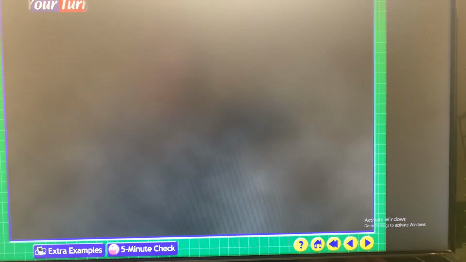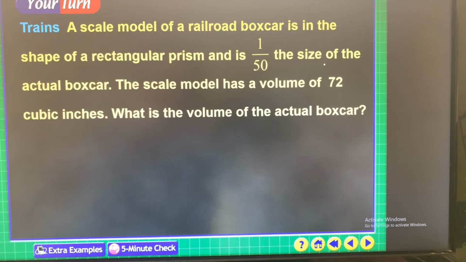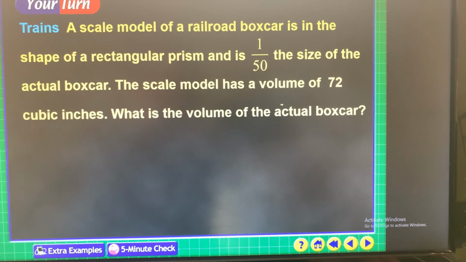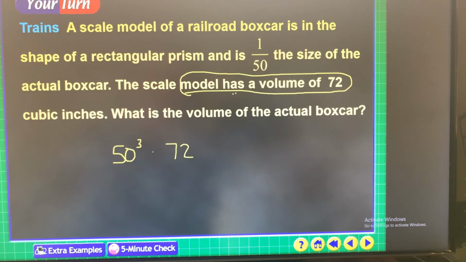Yep, they showed you the challenging way. This one is telling you that the model is 1/50th the size of the actual, but it gives you the volume of the model right here. So you can't just divide this by 50, because remember, we had to divide it 3 times by 50. So your volume will actually be 50 cubed times bigger, because I'm looking for the actual, and the actual is bigger.